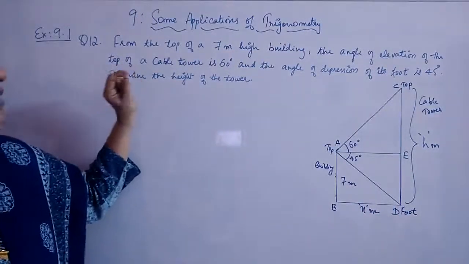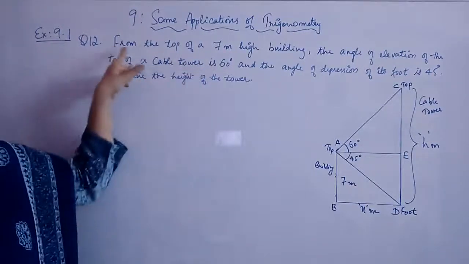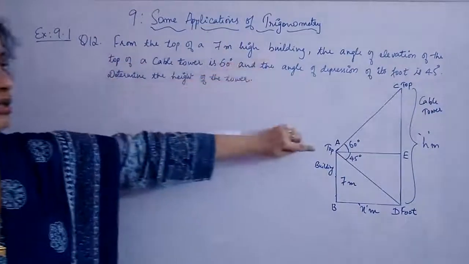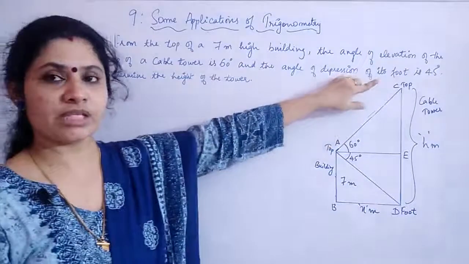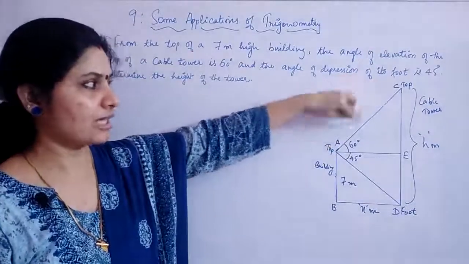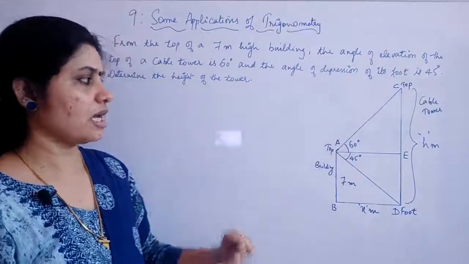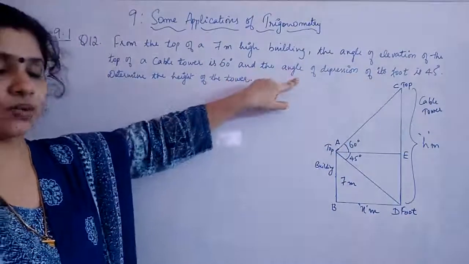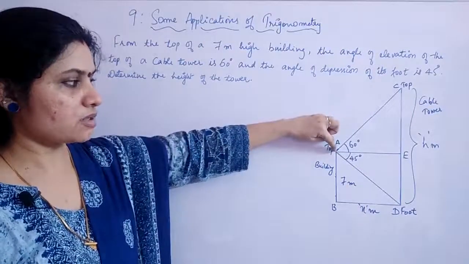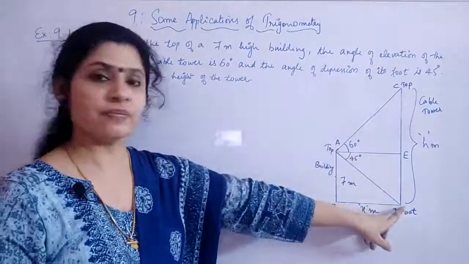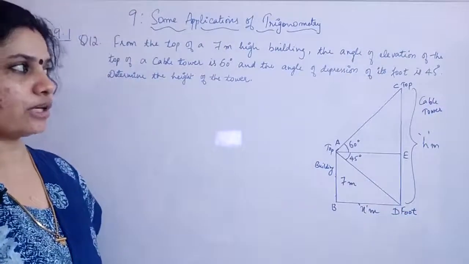Now what all are given? The angle of elevation of the top of the cable tower is 60 degrees. From where? From the top of the building. So this is the top of the building. From here the person is looking up, which gives the angle of elevation to the top of the cable tower, and it is given to be 60 degrees. Now the angle of depression means when we are looking down. From the top the person is looking down to the foot of the cable tower, and that angle is known as the angle of depression, and it is given to be 45 degrees.